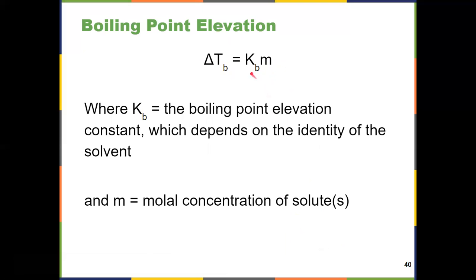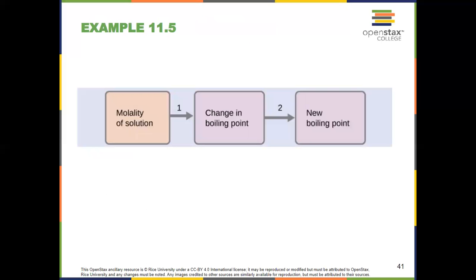Okay. And again, this boiling point elevation constant will be provided to you because it depends on the identity of the solvent. The only exception would be if I gave you this and this, delta TB and molality, and asked you to solve for the boiling point elevation constant. So what's the general strategy here? Well, first we need to calculate the molality of the solution. And then we use that equation to solve for delta TB, which is the change in the boiling point.